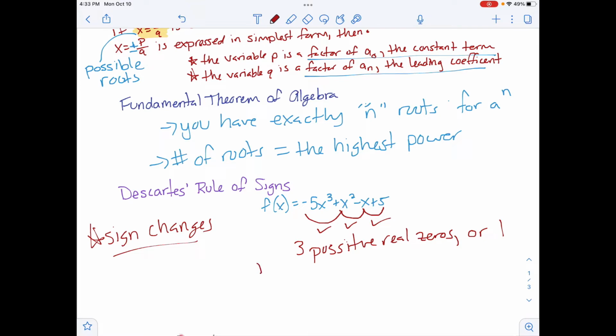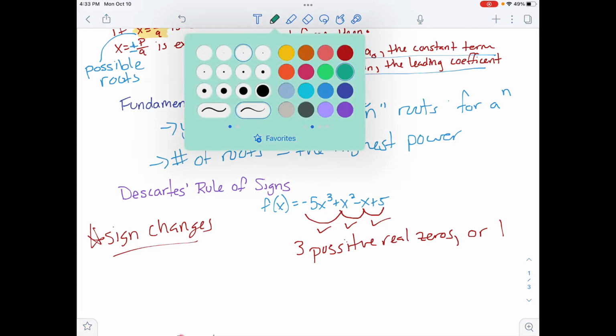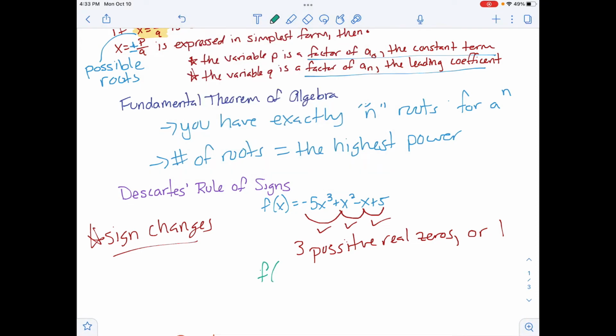Okay, now you also have to check for f of negative x. So now we're going to check to see if any of the zeros are negative. So f of negative x means we plug in a negative x for each of those. And then we simplify it down. So this comes out to be a negative x to the third. Negative and negative is a positive.